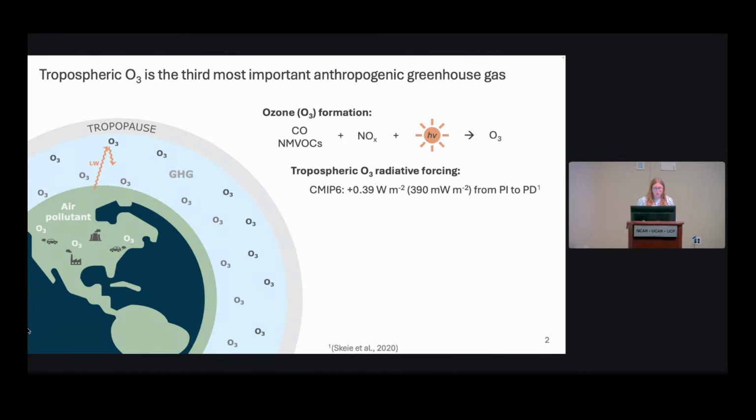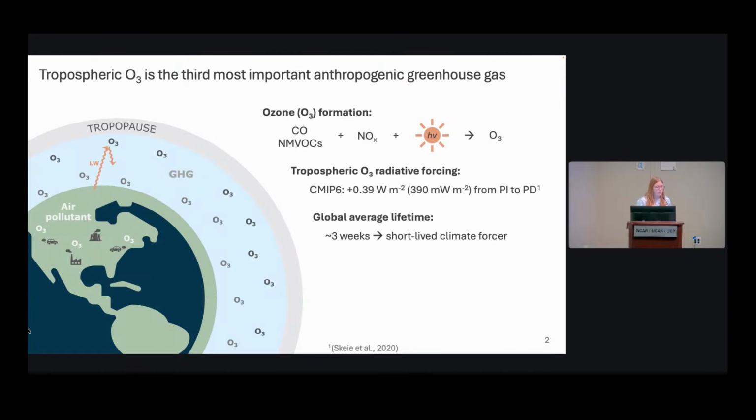Since the pre-industrial era, tropospheric ozone is estimated to exert about a 0.39 watt per meter squared radiative forcing, as estimated by CMIP6 models in a 2020 paper by Shi et al. This places tropospheric ozone as the third most important anthropogenic greenhouse gas, behind CO2 and methane.